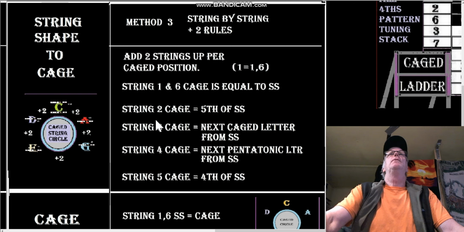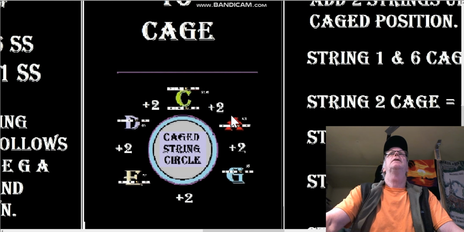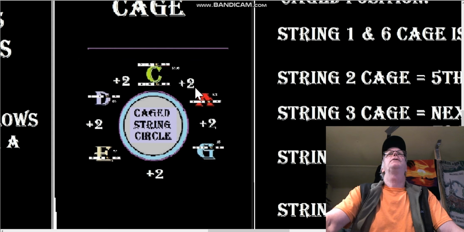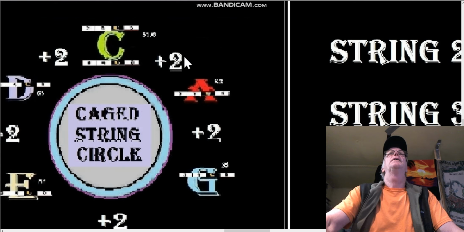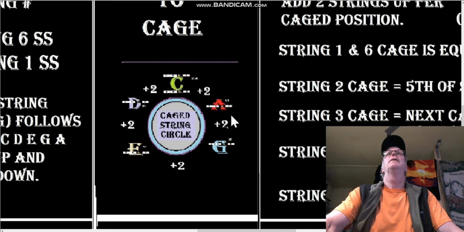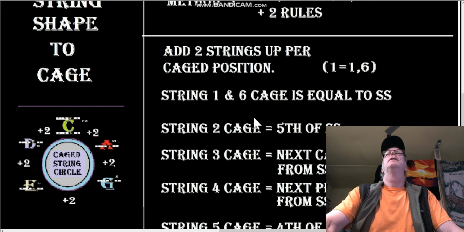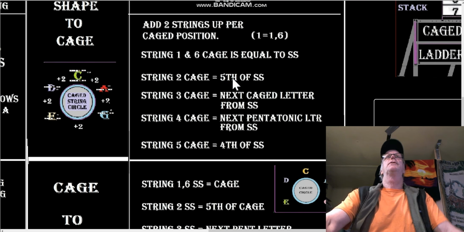So what we were looking at was 1 and 6 is the string shape. Okay, so the +2 circle does have a meaning. You start on C, you go +2, and you get to the A cage there. 2 strings up will get you to the A. 2 strings up from A will get you to the G. So that's how that works.